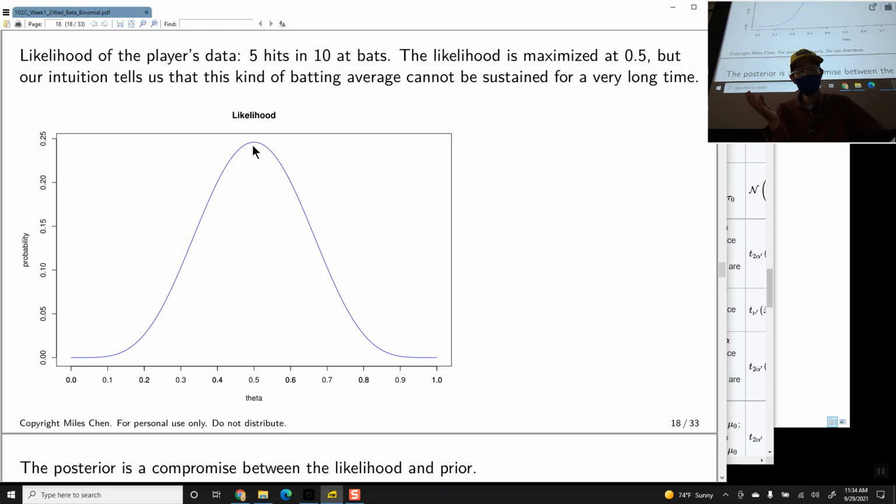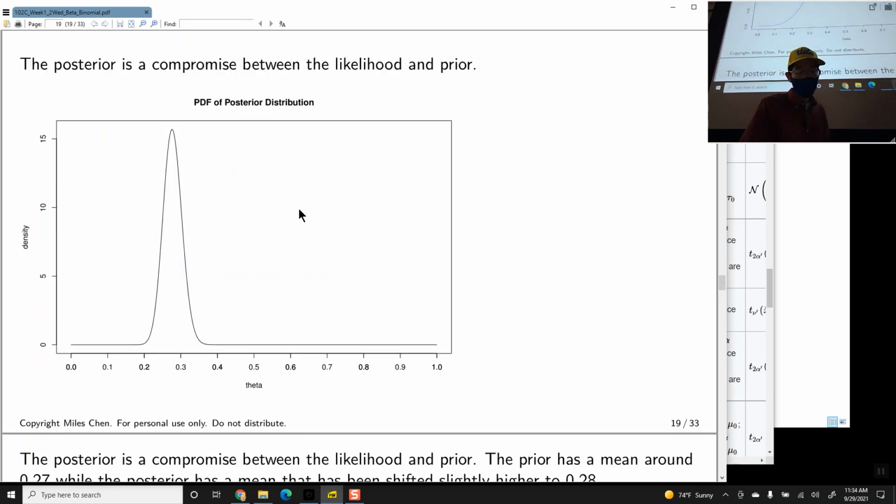And again, if you did maximum likelihood estimation, your maximum likelihood estimate would be 0.5. But we know that's a naive approach because that's only taking into account the data and nothing else that we know. And we know that in baseball, people just don't get to have batting averages of 0.5. So we would just have to say, oh, this player has been lucky or has been on fire, but can't necessarily sustain this for the rest of the career. So this is what the likelihood function is.